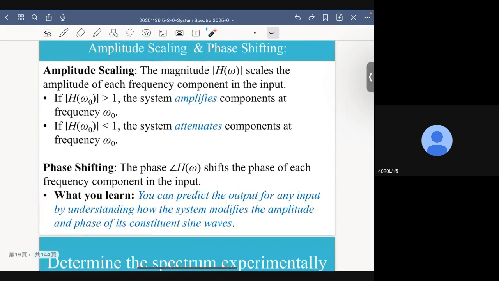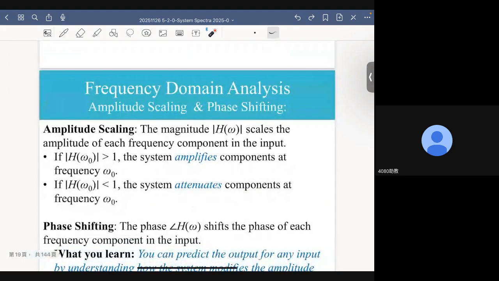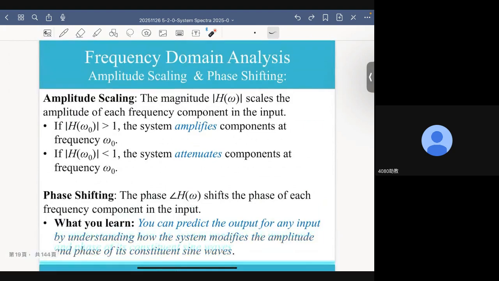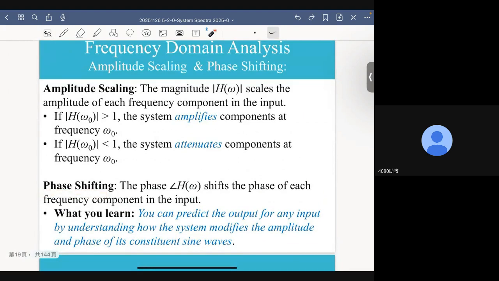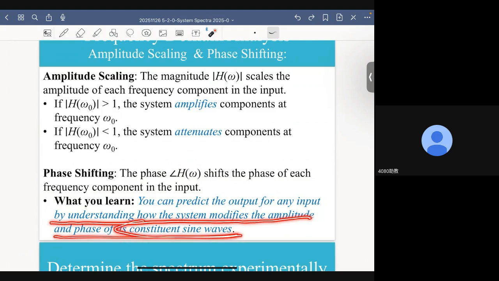And in addition to amplitude scaling, the second thing a transfer function can do in the frequency domain is phase shifting, okay? The phase, the angle of the transfer function, shifts the phase of each frequency component in the input, all right? So what we learned here is that we can predict the output for any given input by understanding how the system modifies the amplitude and phase of its constituent sine waves.